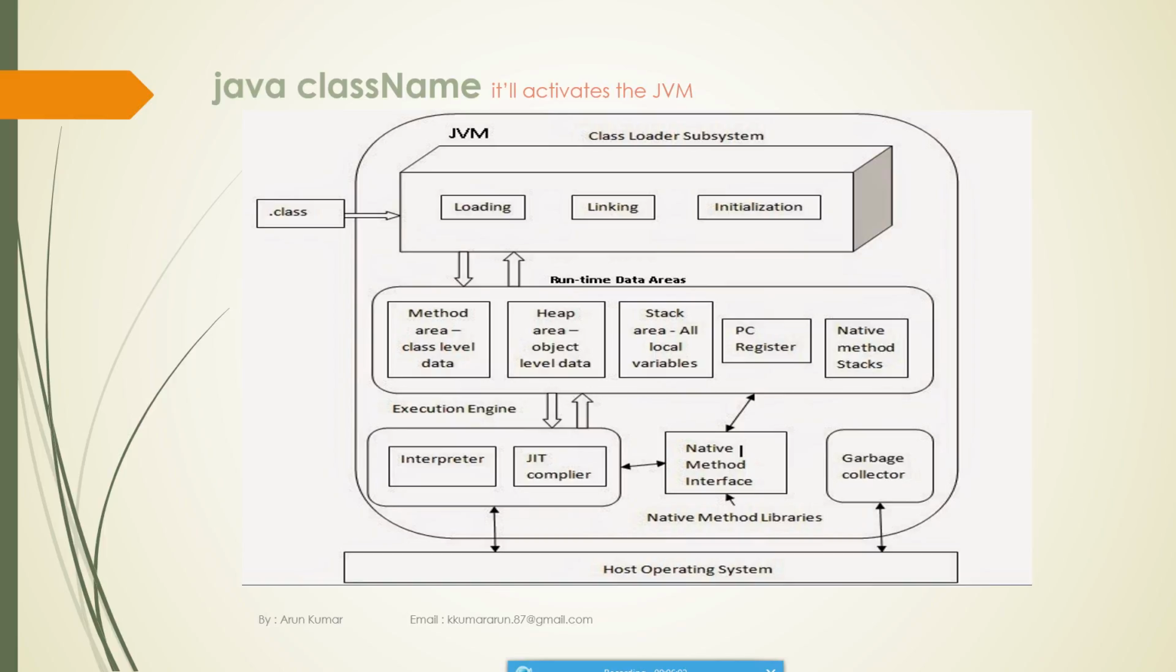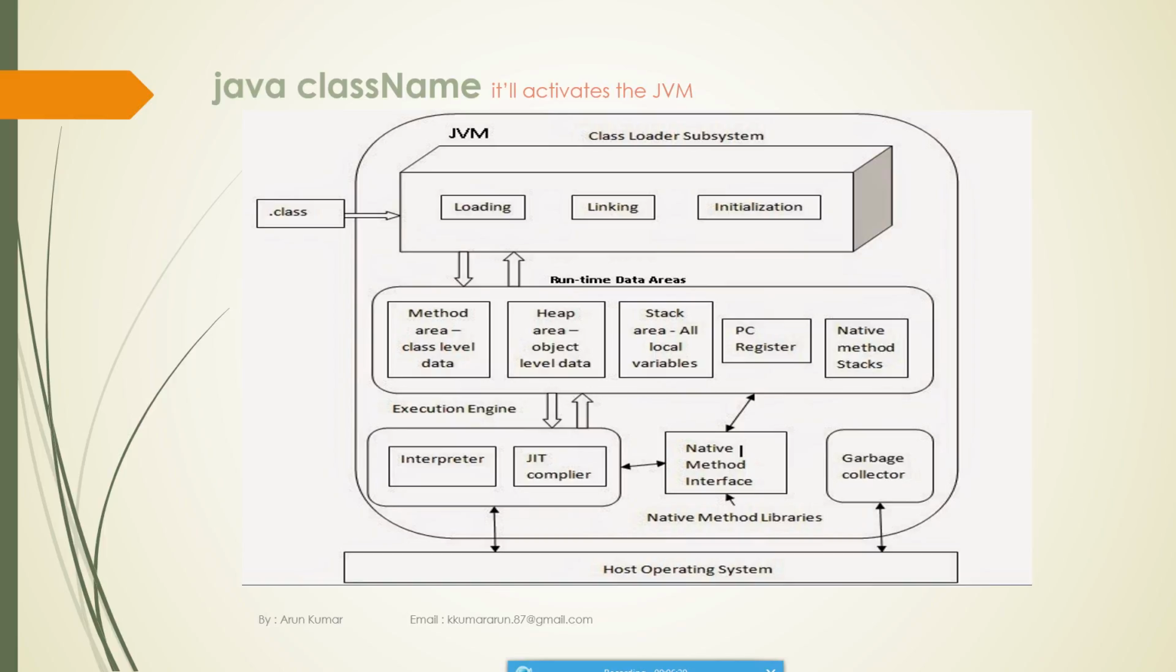And what is the initialization? Class variables are given their proper initial values. First loading happens, then linking and initialization. That means whenever the values are available, it will initialize. Who will be responsible for initializing the variable? The initialization part. Now come to the memory area, which is runtime data areas.